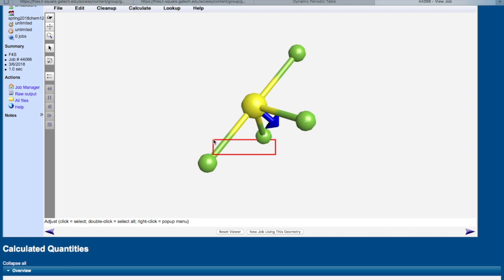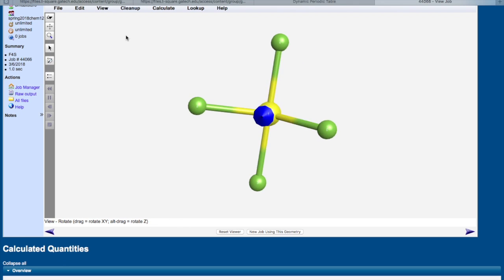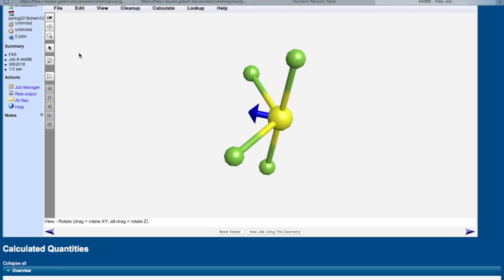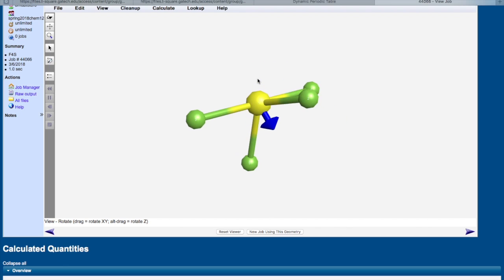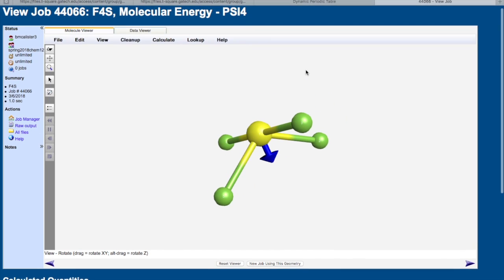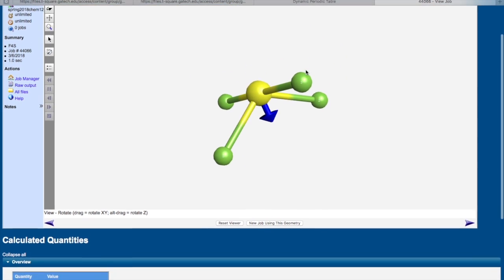We're next going to be looking at the dipole moment. It's facing the most electronegative atom in this structure, which in this case is fluorine. And it is shorter because the bonds on the top are straight, therefore they cancel out.